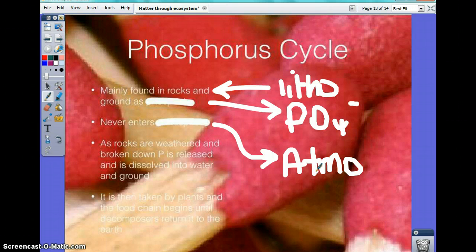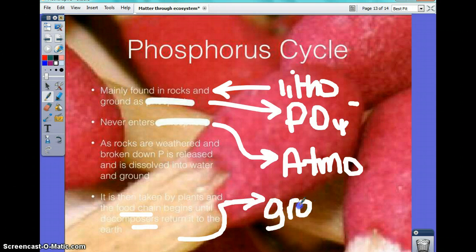So since phosphorus is mainly found in rocks, as the rocks are weathered and broken down by the wind and sea, it gets dissolved and broken down into the water and soil. Plants take it in and convert it into their organic compounds, and the food chain begins until decomposers finish it off and return the phosphate back to the ground or water.